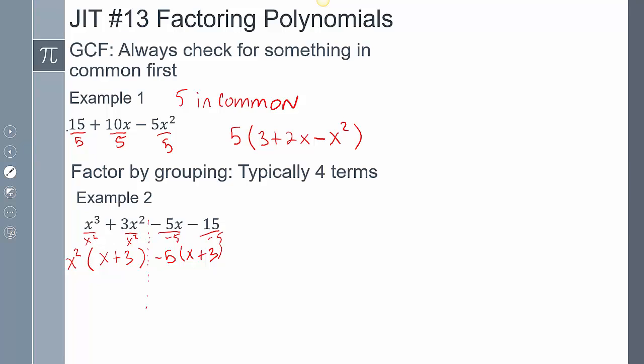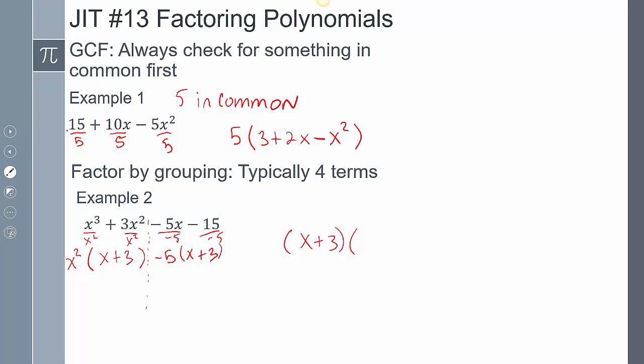Now, an indicator that we did this right is going to be the fact that these should be the same. If they're not the same, it means one of two things. One, we did it wrong, so we need to go back through and double check ourselves. Or two, you can't do it. We can't do the factor by grouping. So it means one of two things. So we want to make sure that these are the same.